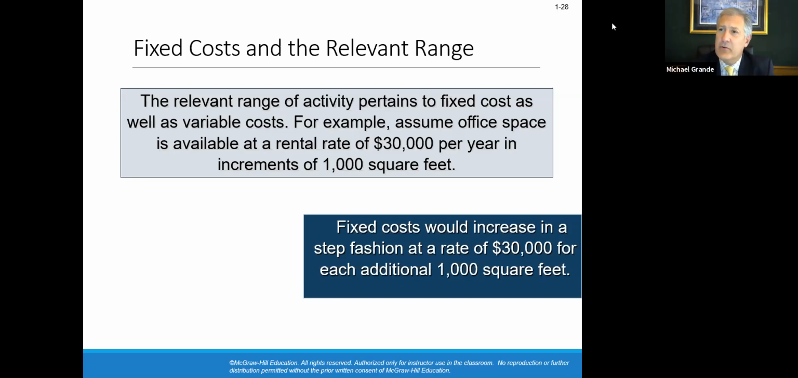If we wanted to produce 15,000 units, we couldn't do it in the existing space. So we'd have to get additional space. We'd have to get more space, and the fixed cost would therefore jump to another $10,000. So it's only fixed to a certain level of capacity.